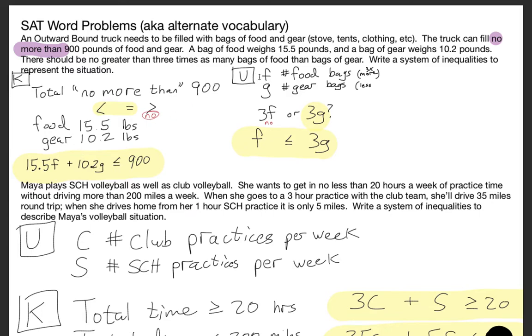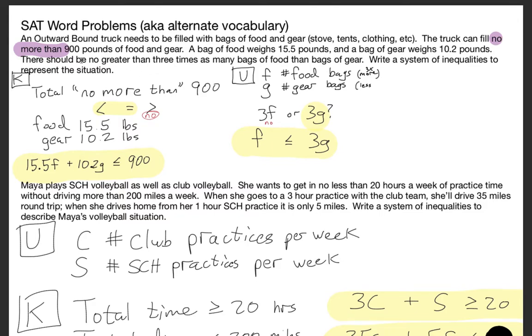My unknowns are going to be F for the number of food bags, and G for the number of gear bags. And so then, given the weights, we've got 15.5F plus 10.2G is not going to be any more than 900. It could be less than, it could be equal to, but it's not going to be more. That's the first inequality. Now the second one, sometimes it's super tricky to figure out, where's the fact here?